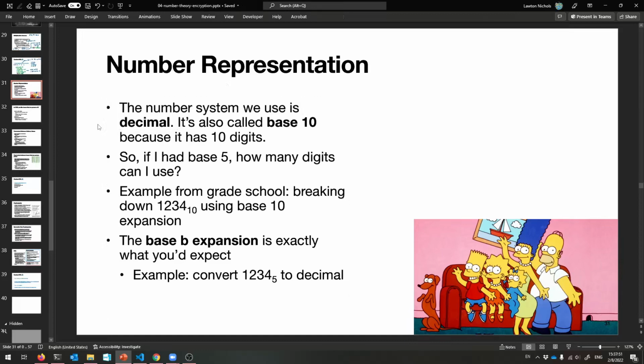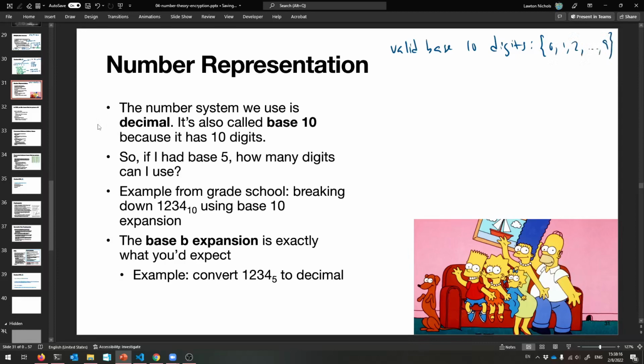We like decimal numbers, and we think it's because we have 10 fingers. So maybe in Simpsons land you would be using base 8 or something. So decimal is called base 10 because it has 10 digits total. Okay? So valid base 10 digits. You have 10 of them, right? They are 0, 1, 2, all the way to 9.